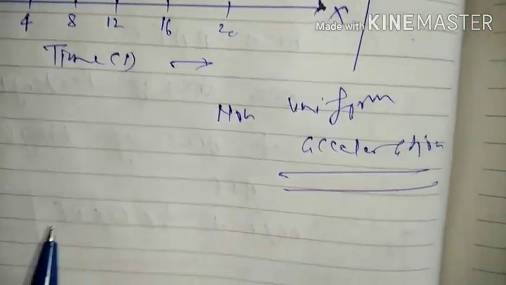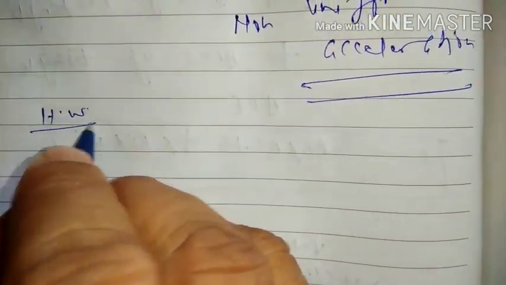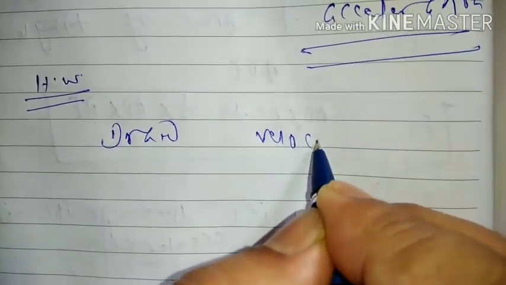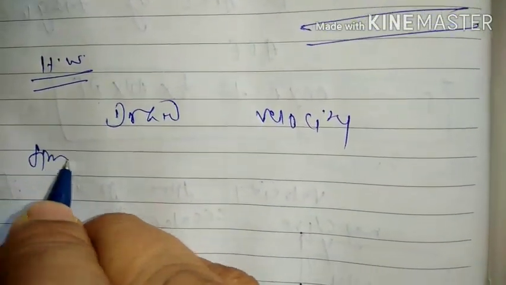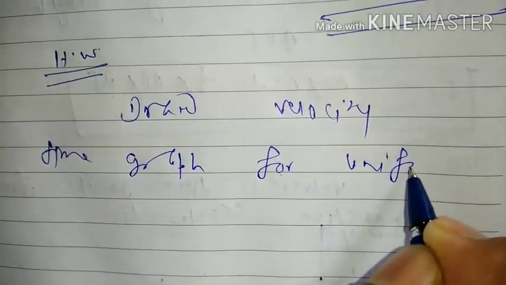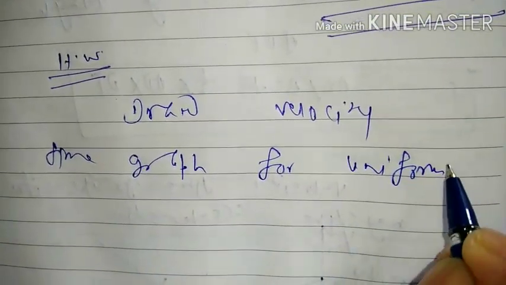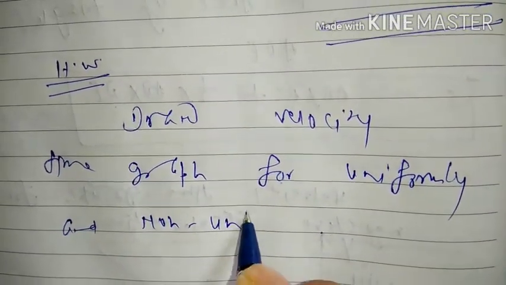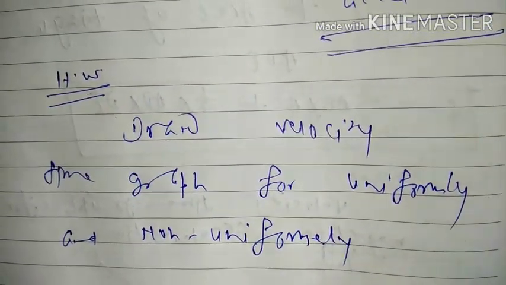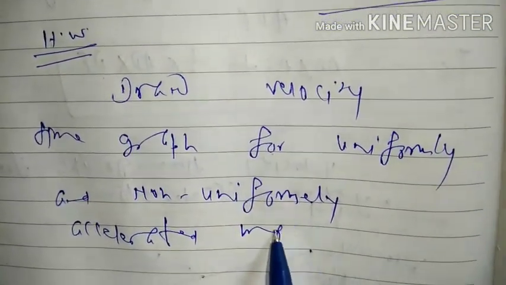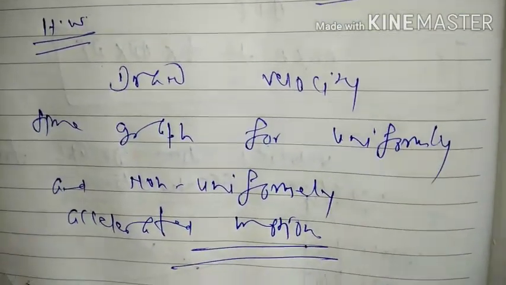Before concluding my lecture, I am giving you once again one homework. That is, draw the velocity time graph for uniformly and non-uniformly accelerated motion. Thank you very much.